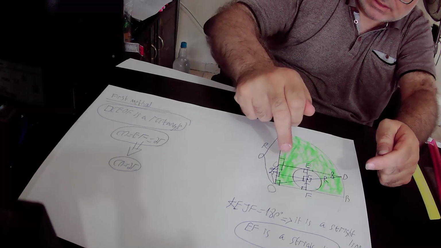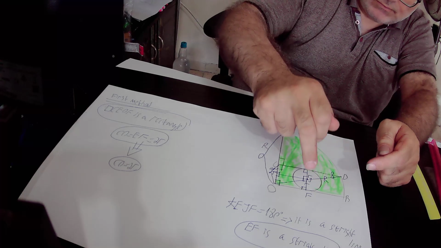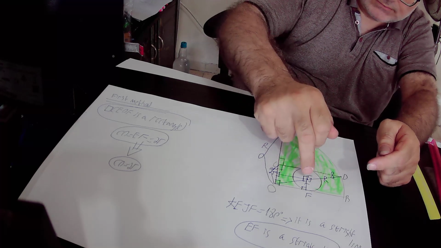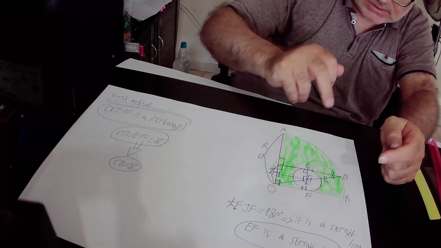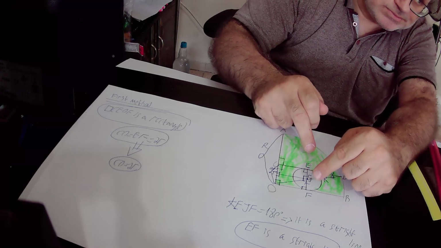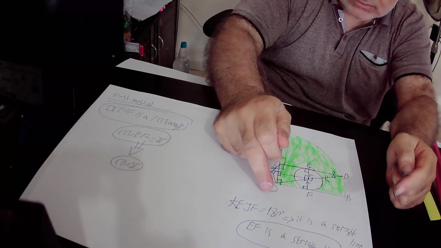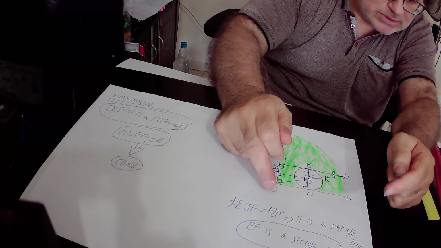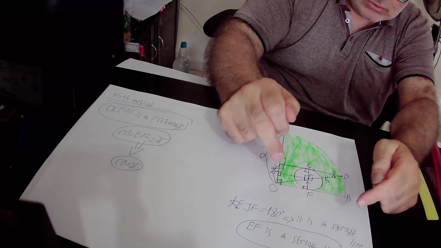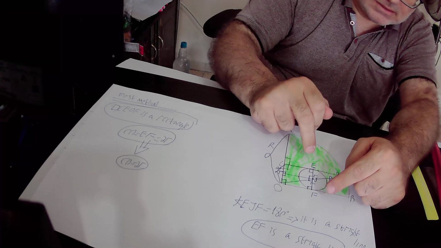Likewise, in the lower small quadrilateral TJOF, we have 1, 2, 3 right angles. Therefore, the fourth angle must also equal 90 degrees. So we found out that angle EJF equals 90 degrees plus 90 degrees, it is 180 degrees. So angle EJF equals 180 degrees, therefore EJF is a straight line, and then EF is also a straight line.